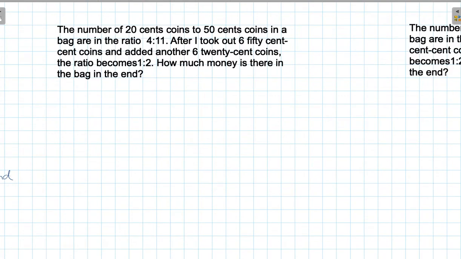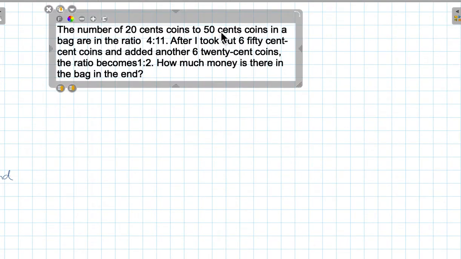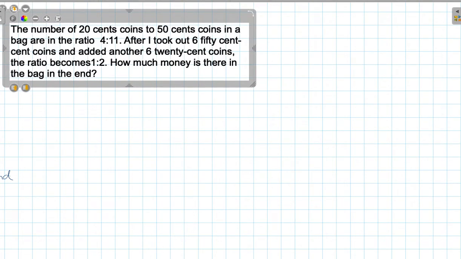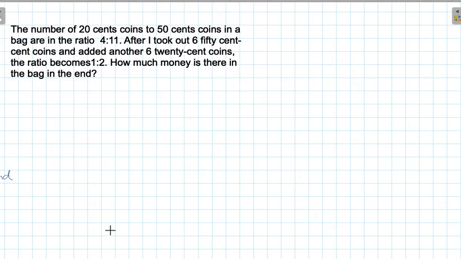Okay, this question. Let me move this away first. This question, something different again. There's something different again. This time round, I took out 6 50-cent coins and add 6 20-cent coins. So it's different already, right?